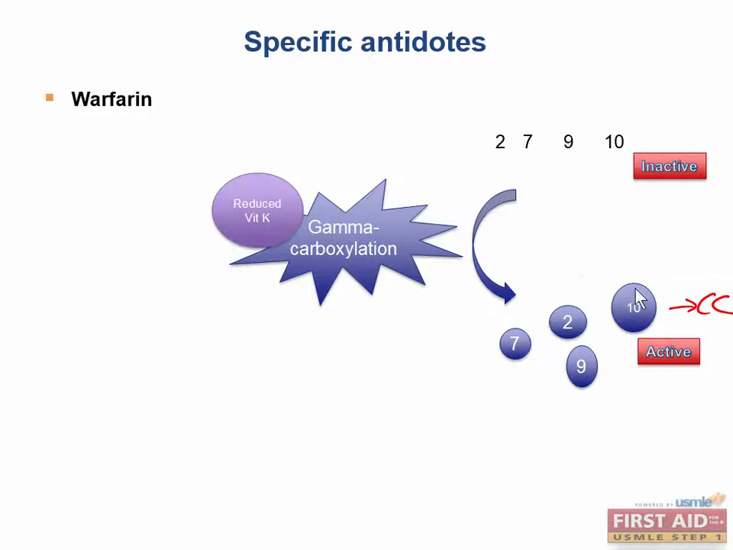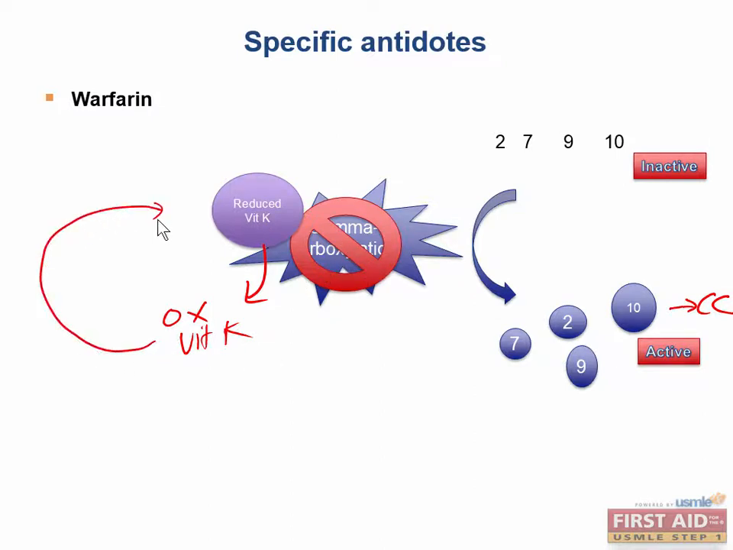Now, if they're not activated, then they're not going to be useful. Notice how we need a reduced form of vitamin K for this gamma carboxylation process to occur. Once this vitamin K is used, it's going to be then oxidized vitamin K. So now that we've used our reduced form of vitamin K, our gamma carboxylation can no longer occur. So thus we need to recycle our oxidized version so gamma carboxylation can occur again.